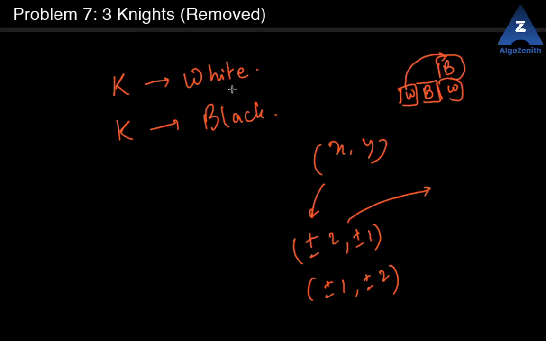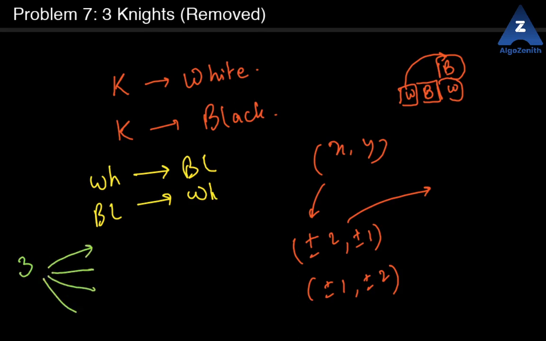So if you are a knight which is placed at white, you can only attack black squares, and if you are a knight at black, you can only attack white squares, right? So white attacks black, black attacks white. This is the only possible configuration. Now you have 3 knights, right? Now we have to position 3 knights, so there can only be 4 possible ways, right? 0 white, 3 black, 1 white, 2 black, 2 white, 1 black, 3 white, 0 black. These are the 4 possible configurations.